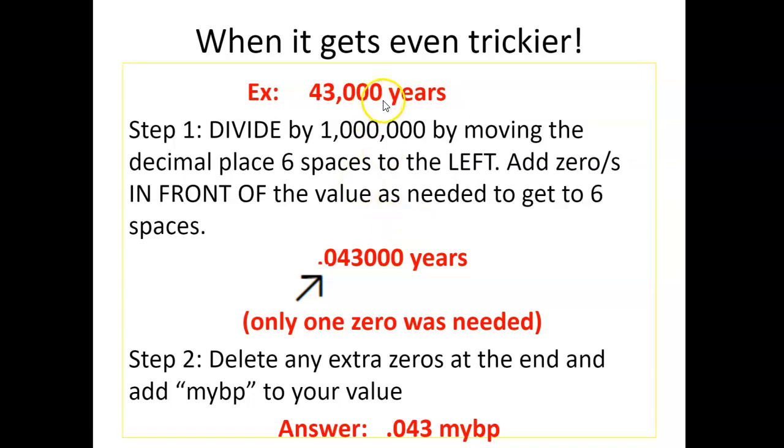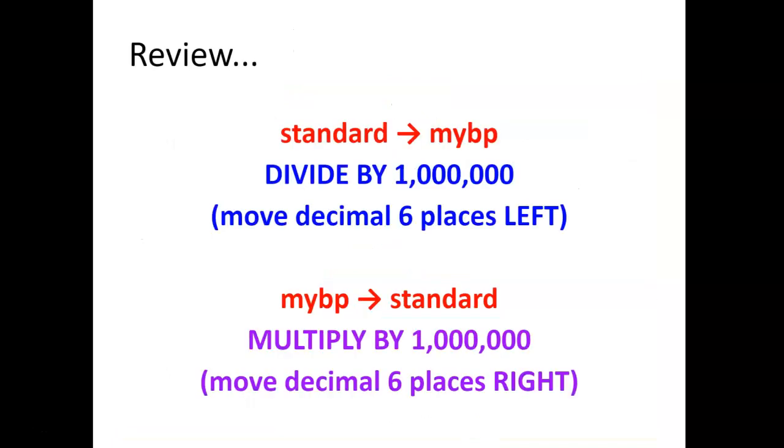So if I have my imaginary decimal here and I move it 6 spots over, well, I get to the end of the 4 and I still need to move it over. So 1, 2, 3, 4, 5. I need to move it 1 spot over, so I'm just going to add a 0 in front. And now I have my new answer. If an event happened 43,000 years ago, that is the equivalent of saying that it happened 0.043 MYBP. It has not been a million years yet.